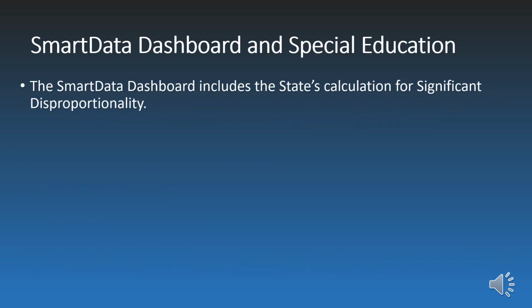Since the implementation of the dashboard, the Office of Special Education has worked with Hughes Technology to include the state's calculation for significant disproportionality. While significant disproportionality is officially calculated using Cycle 4 data, the SmartData Dashboard is refreshed nightly, allowing districts to see the changes in their data and its effects on the calculation.